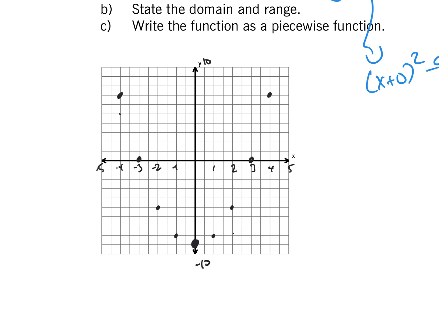So this is nothing to do with absolute value yet. This is all to do with quadratics, graphing quadratic functions. So that is what y equals x squared minus 9 looks like.